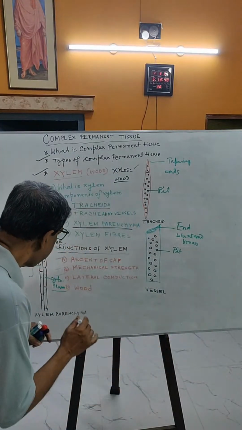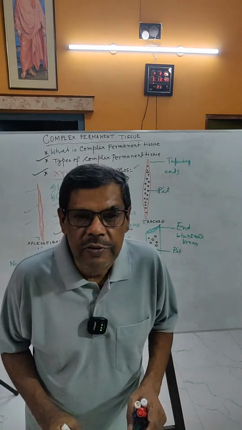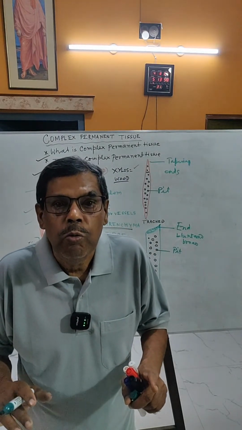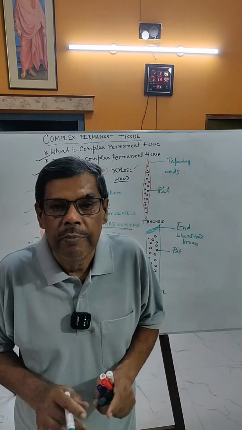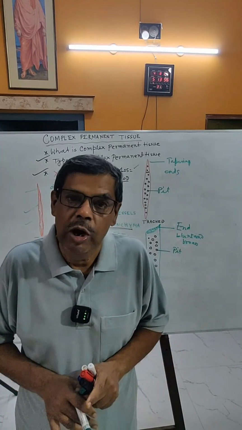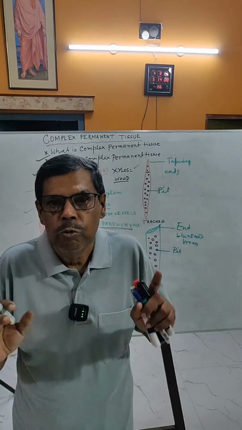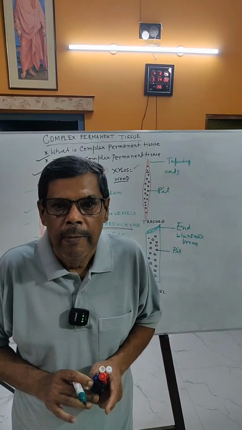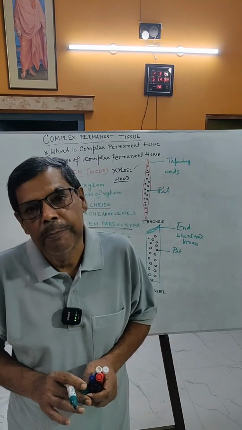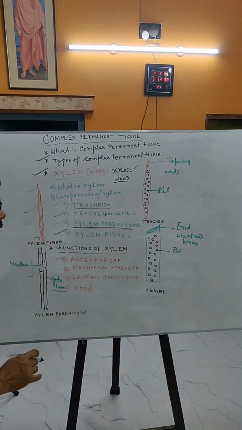Next, wood. Wood is made of xylem only. So, to make the wood, xylem plays an important role. These are the 4 functions of xylem.